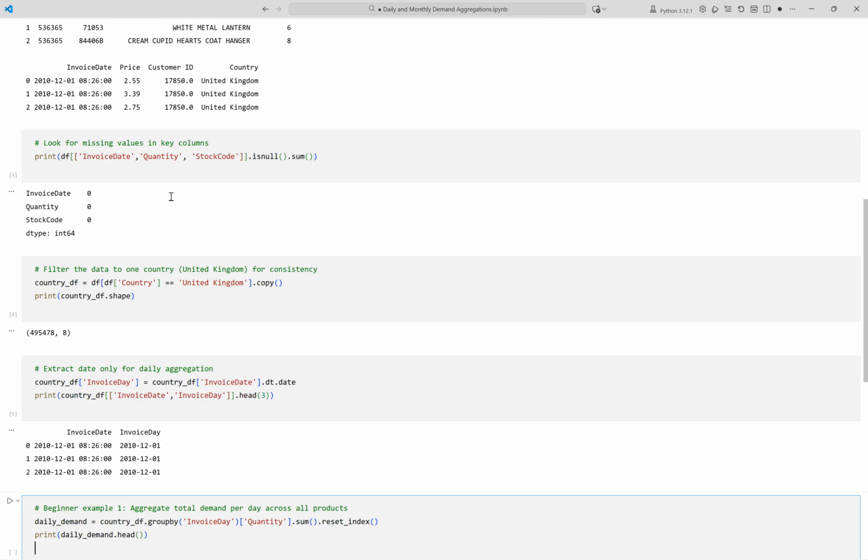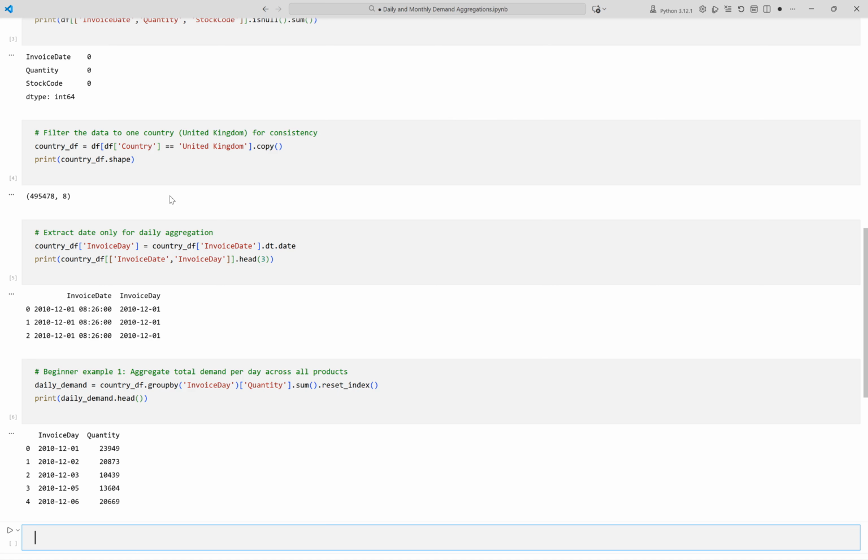Running the cell now. This output shows the total quantity of products sold each day, aggregated across all products. Notice the invoice day dates and their corresponding total quantity sold, highlighting daily fluctuations in demand. This summary helps us understand overall demand trends, which are crucial for planning inventory and sales strategies. What day had the lowest or highest demand in your preview?